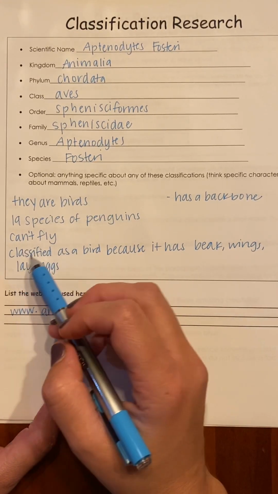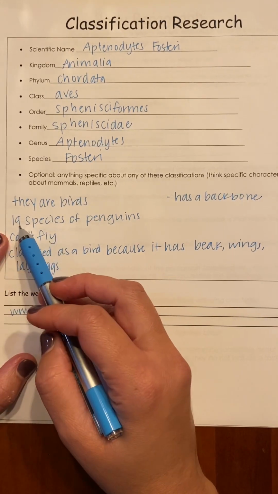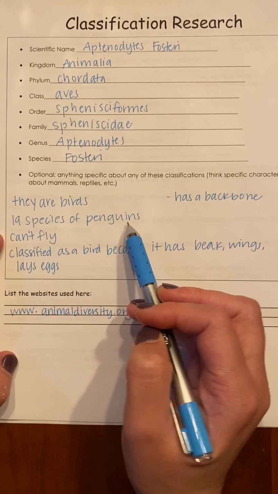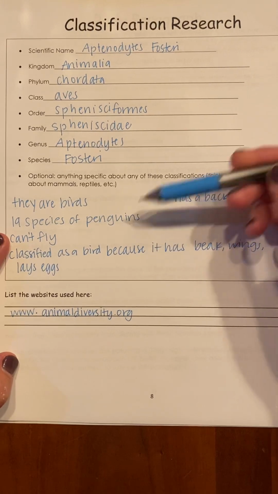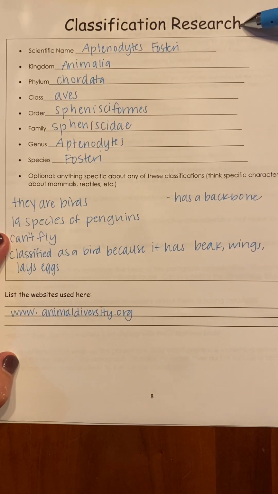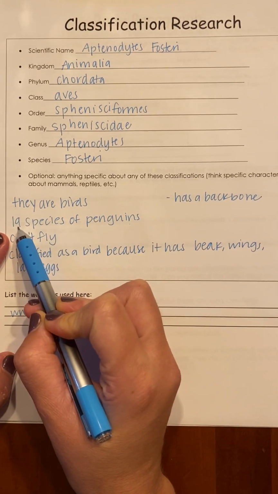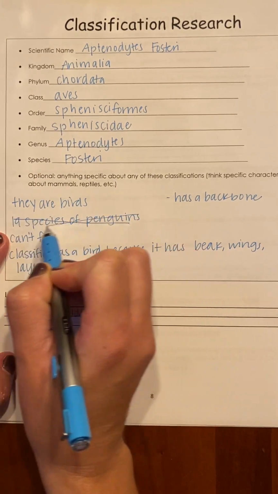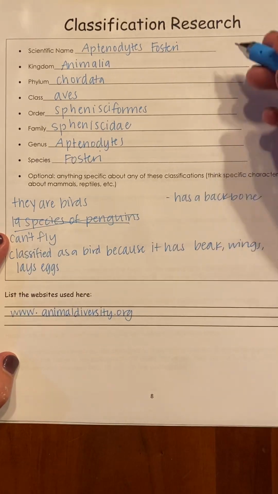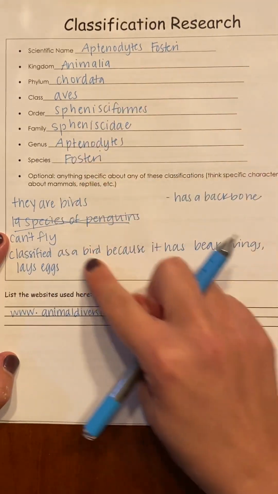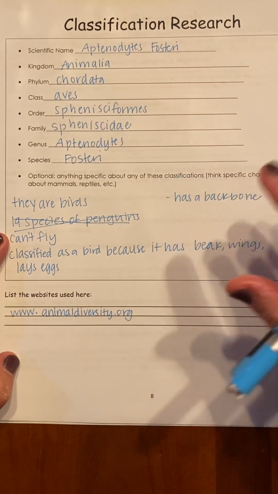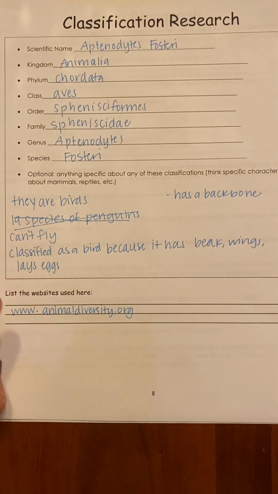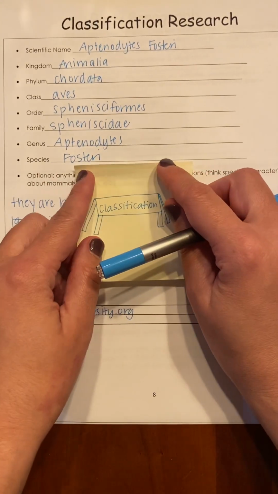They can't fly. Okay, now here I notice that they have 19 species of penguins. Now, remember, I'm writing my whole paper about the classification of the emperor penguin. So the fact that there are 19 species of penguins actually has nothing to do with emperor penguins. So as I'm going through these facts, I just want to make sure that all of them are related specifically to the emperor penguin.